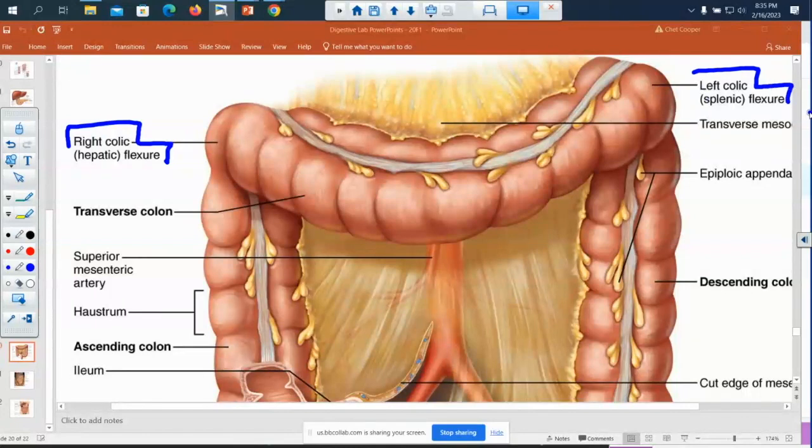Next thing, there's some more things we see here. Notice how the large intestine looks funky. It's got these little pouches everywhere, these little swellings. Well, each one is a haustrum. Doesn't matter if it's in the ascending, the transverse, or the descending, or the sigmoid, or even on the cecum. It's called a haustrum. That's the pouch.